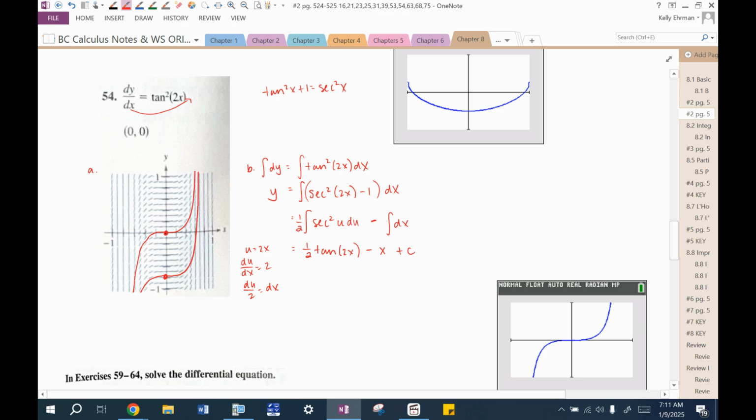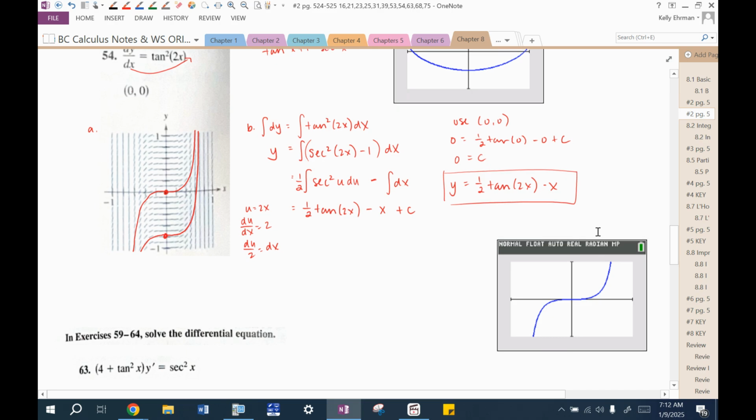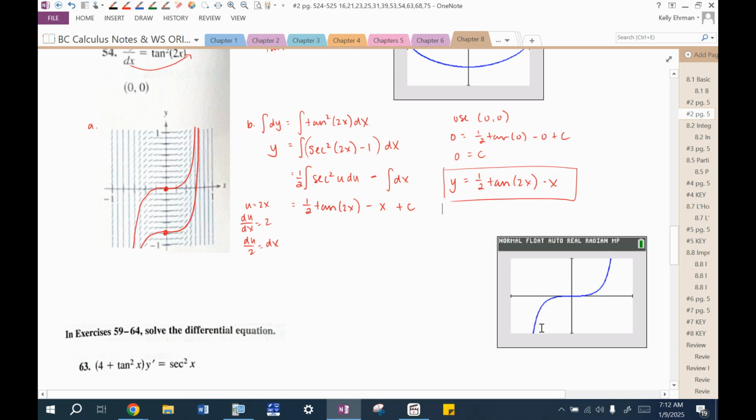All right, so then we're plugging in 0, 0. So 0 is equal to 1/2 tangent of 0 minus 0 plus c. Tangent of 0 is 0. So it looks to me like c is 0. And so my final equation is y equals 1/2 tangent of 2x minus x, and there's just no plus c. I graphed that, I'm not going to take the time to do that now, and that matches what the slope field graph kind of looks like through 0, 0. So good.